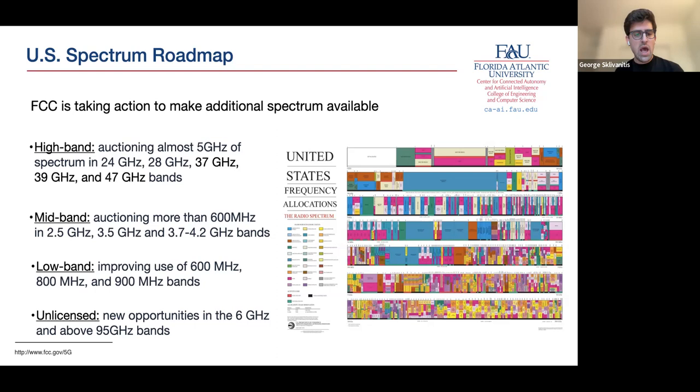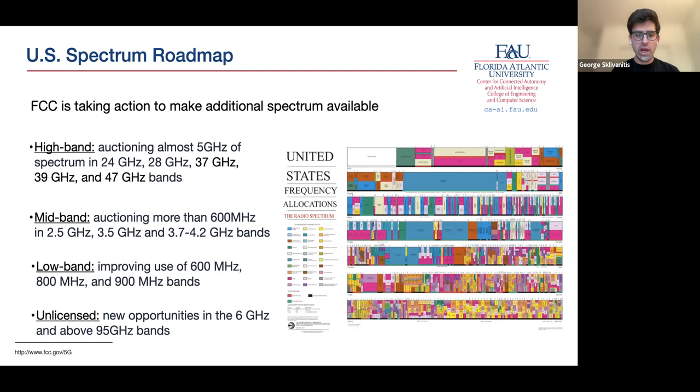In the unlicensed domain, specifically for Wi-Fi, there have been new opportunities in the 6 gigahertz and above 95 gigahertz bands. Some of them are experimental. Some of them will be rolling out products very soon.